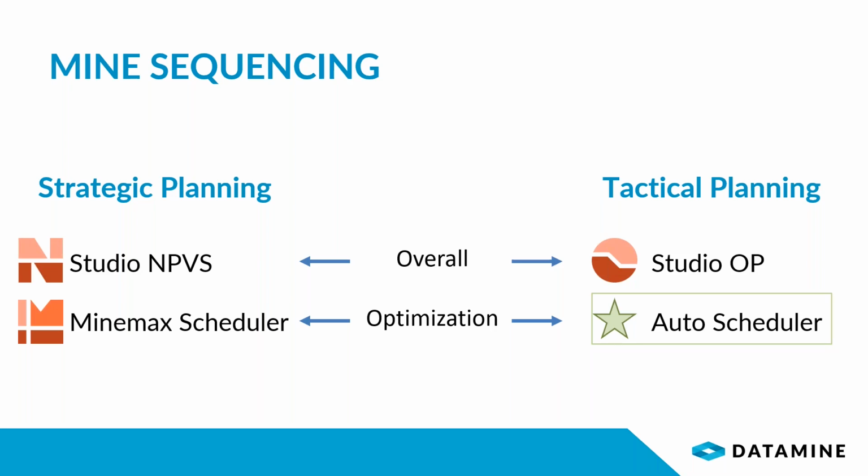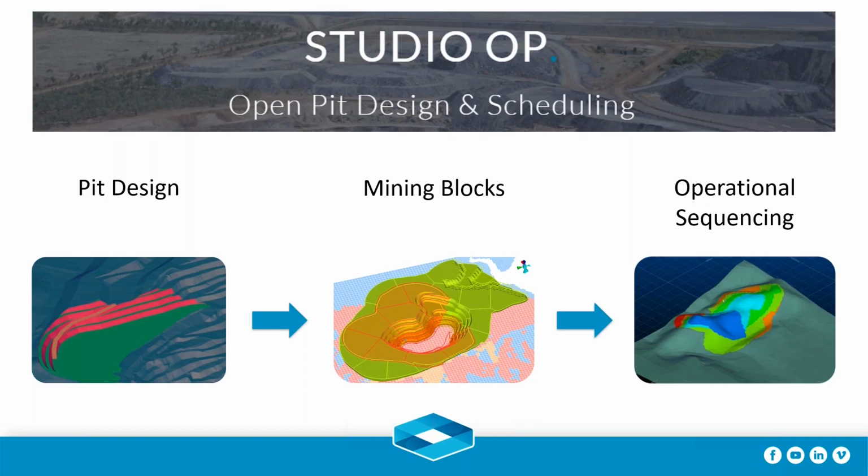tactical sequence. All right. So inside Studio OP, what we do is we create a pit design, as you can see here on the left. So we create a design for each phase of our project, of course, respecting the work we have previously done in Studio MPVS. And once our tactical plan is mostly a short or medium-term planning, we need to make it operational. So we need to create mining blocks that make sense in terms of how this operation is going to work.